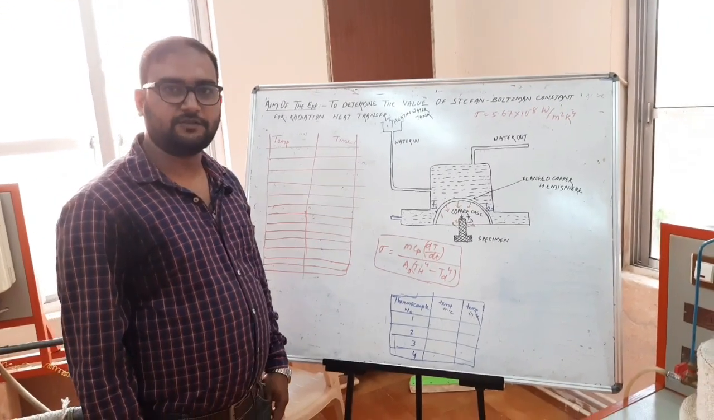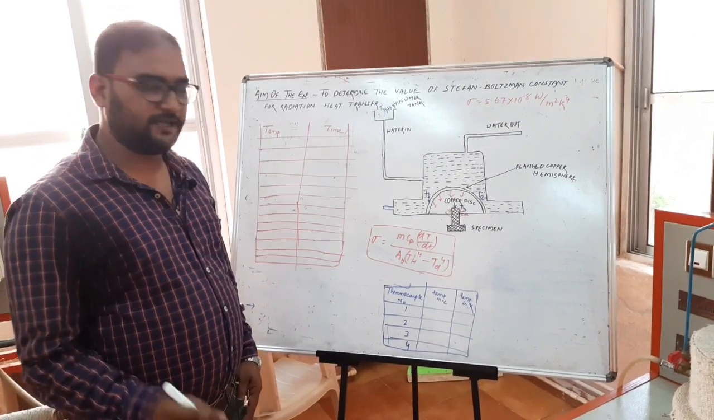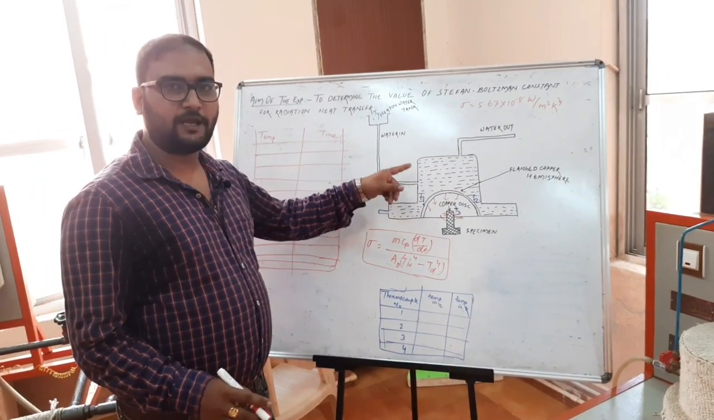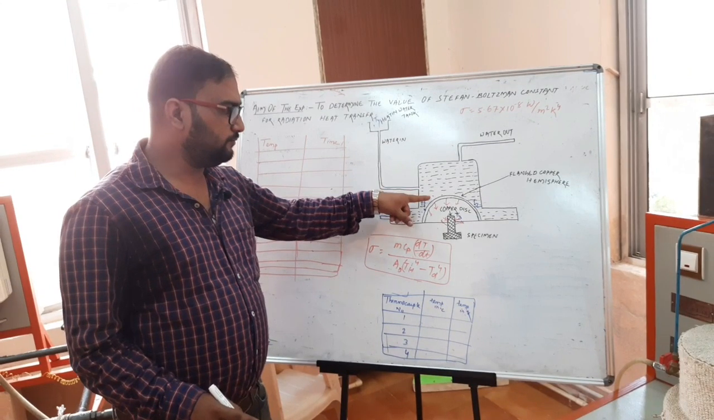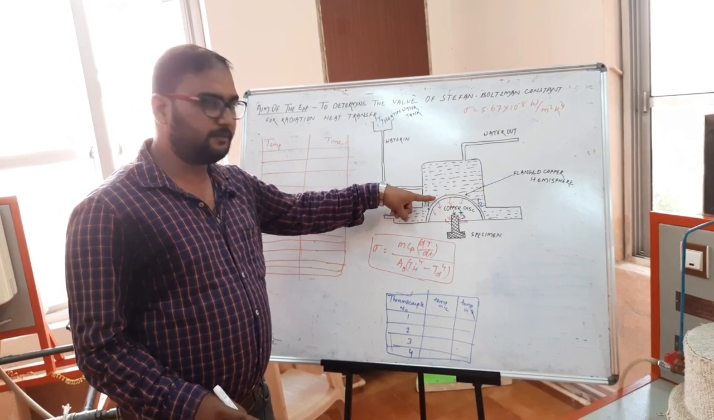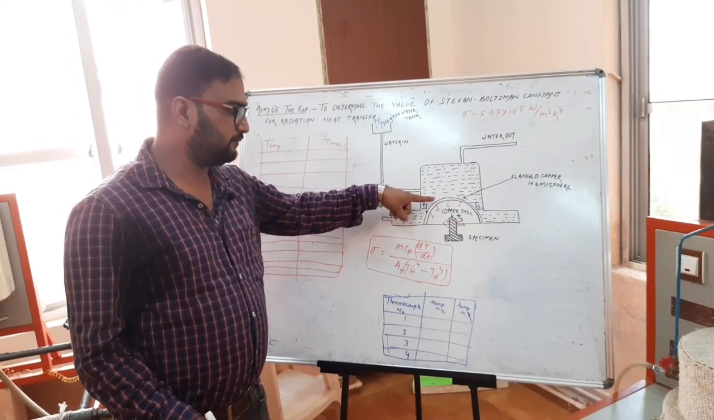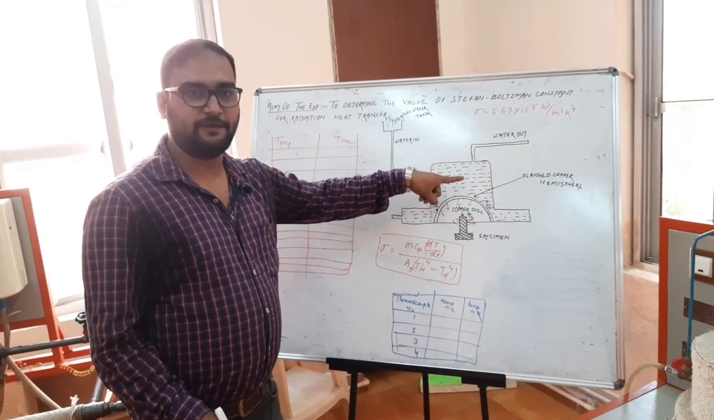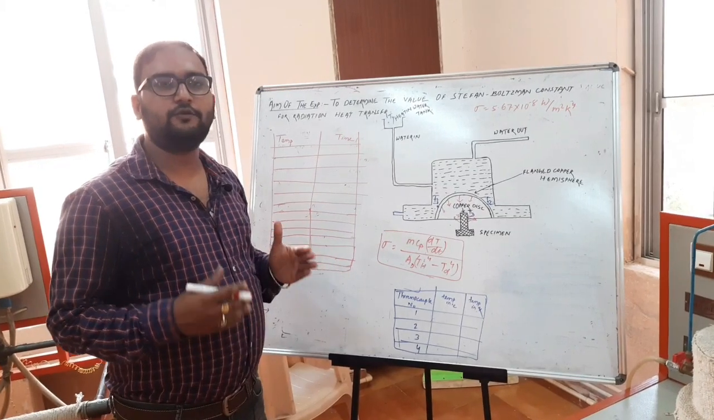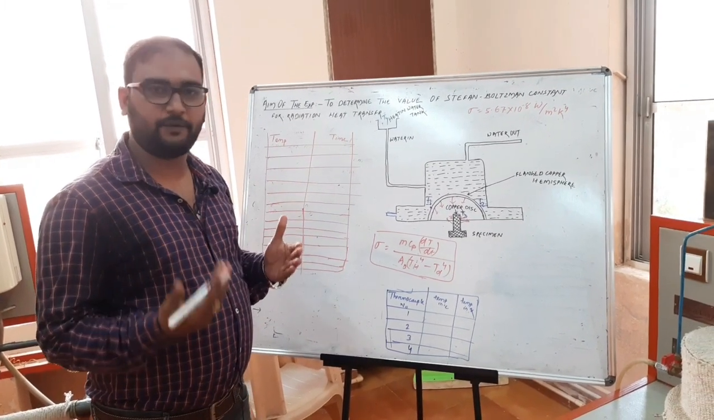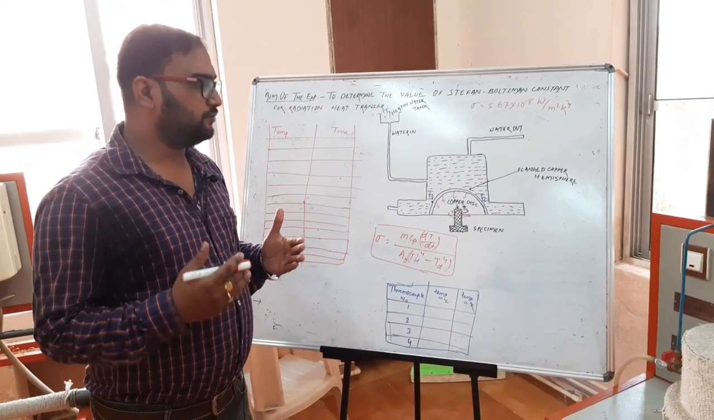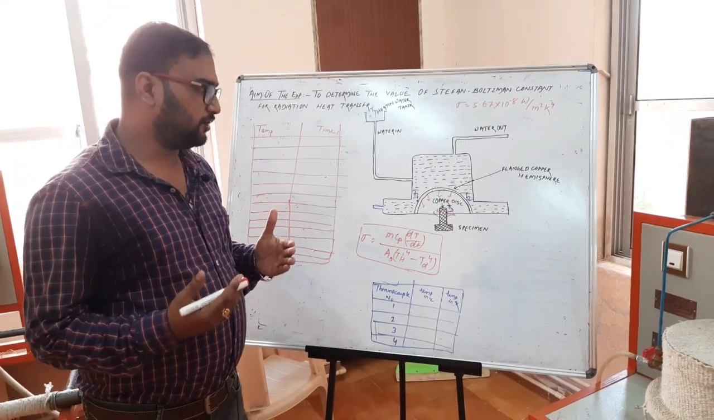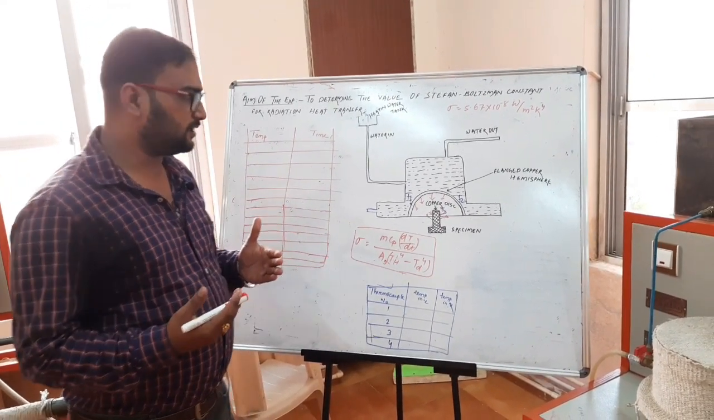Before taking the observation, a very important point is that when we allow the hot water to flow and be poured over the hemispheric copper planes, it should attain the equilibrium condition. So for that we have to wait for a while to maintain the equilibrium condition of the hot water over the hemispheric flanged copper.